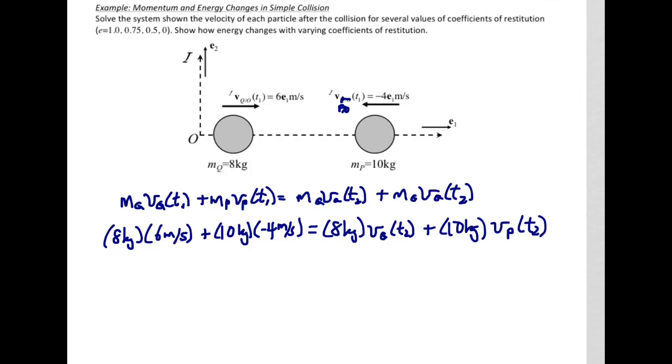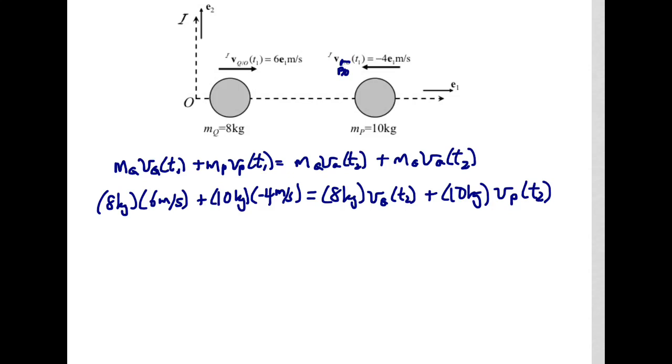So that means we need to develop another equation that's going to help us get this, because we have one equation and two unknowns. We don't know our speed of Q at time 2, nor do we know our speed of P at time 2. But we do have our expression for the coefficient of restitution, which tells us that our coefficient of restitution is equal to our separation speed on the top, so vP at time 2 minus vQ at time 2, divided by our approach speed, vQ at time 1 minus vP at time 1.